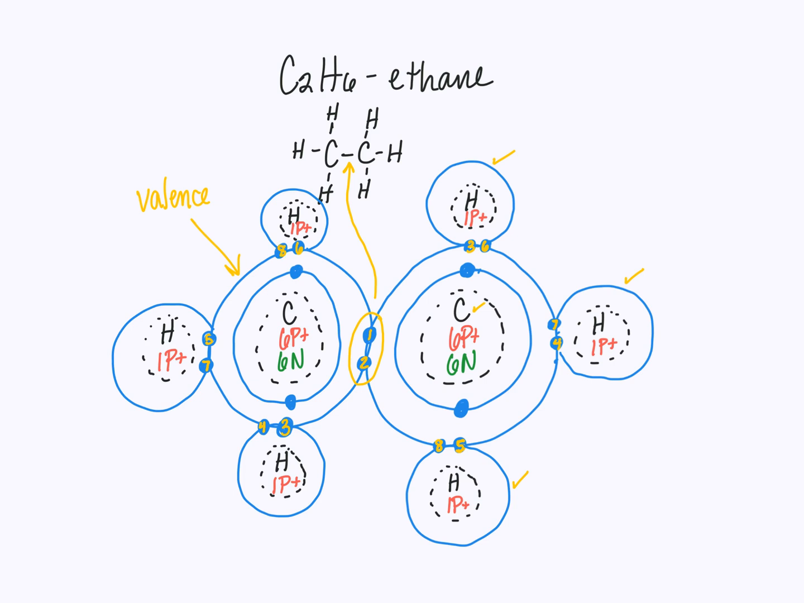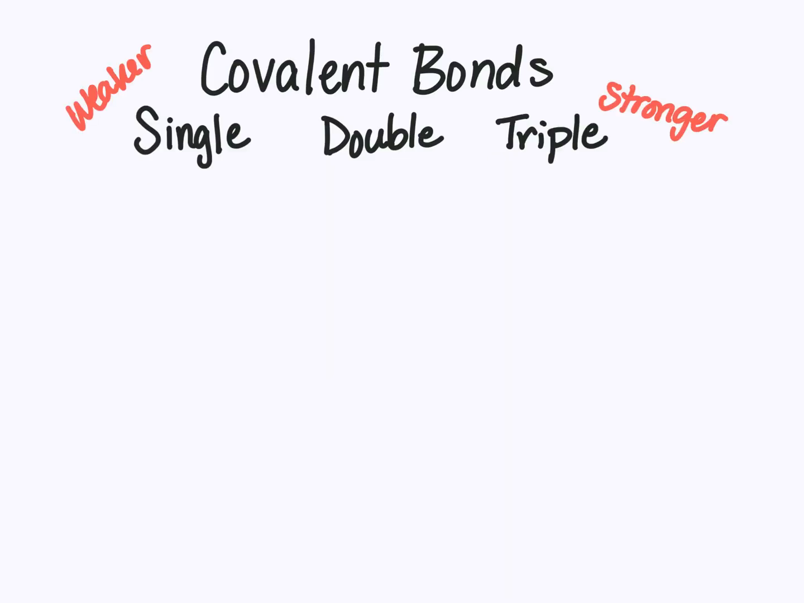And now all of the atoms are stable because hydrogen has 2 electrons in each of its valence shells here. And carbon is stable because it has 8 electrons in its valence shell, which is the second shell. So far, we've only talked about single covalent bonds. And a single covalent bond is just where 2 atoms each share 1 electron with each other.